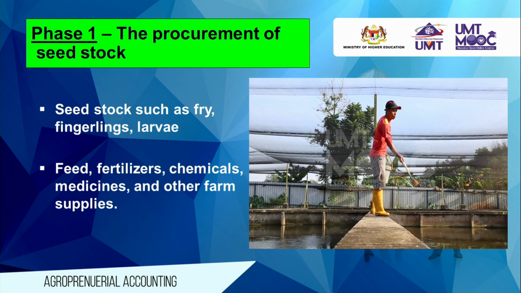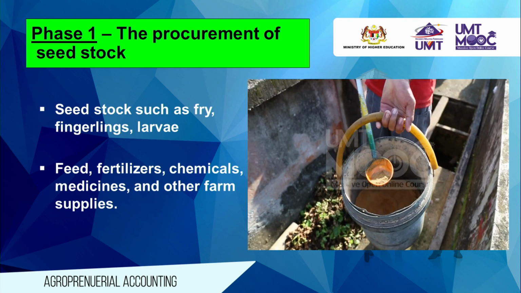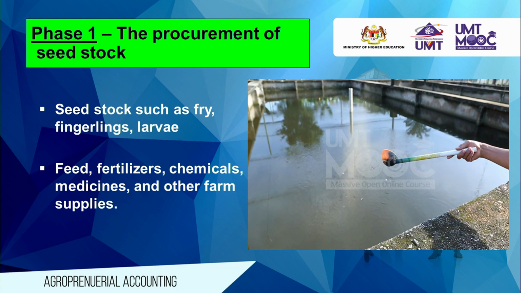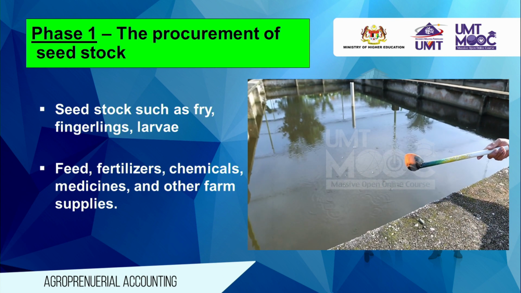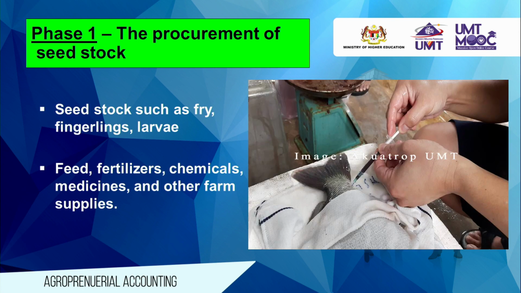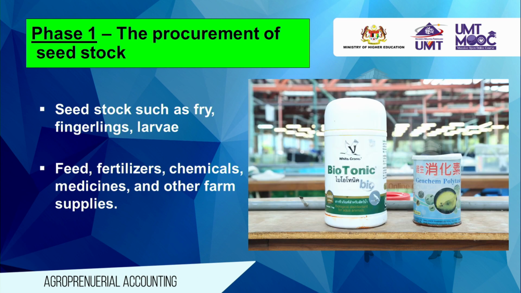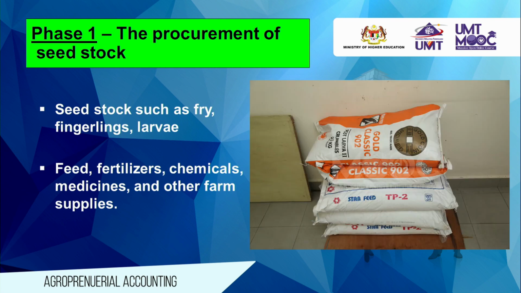Phase 1 relates to the procurement of seed stock. This is the very beginning of the stage where the farmer started buying the seed stock. For example, buying fry, fingerlings, larvae, depending upon species cultured. At this stage, agropreneurs buy other material inputs such as feed, fertilizers, chemicals, medicines, and other farm supplies.